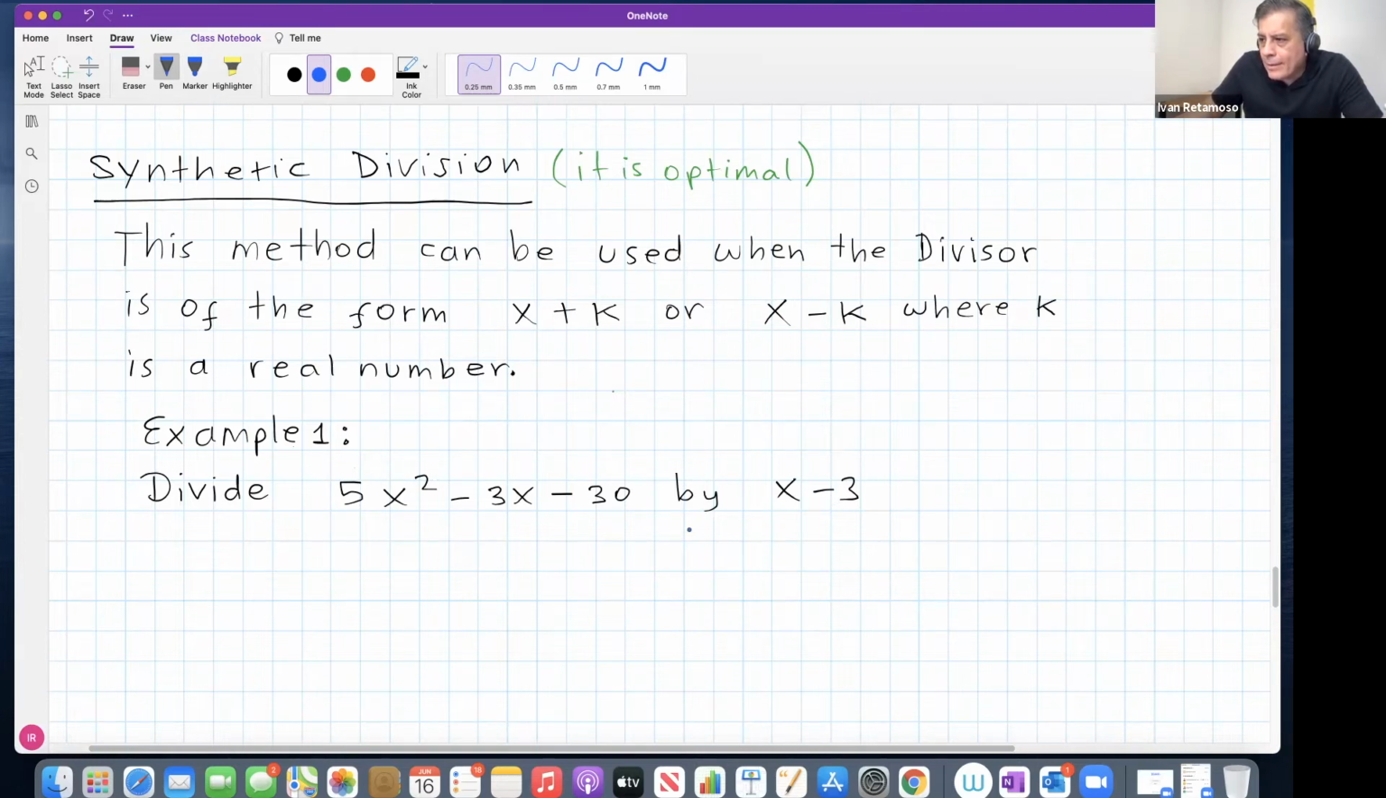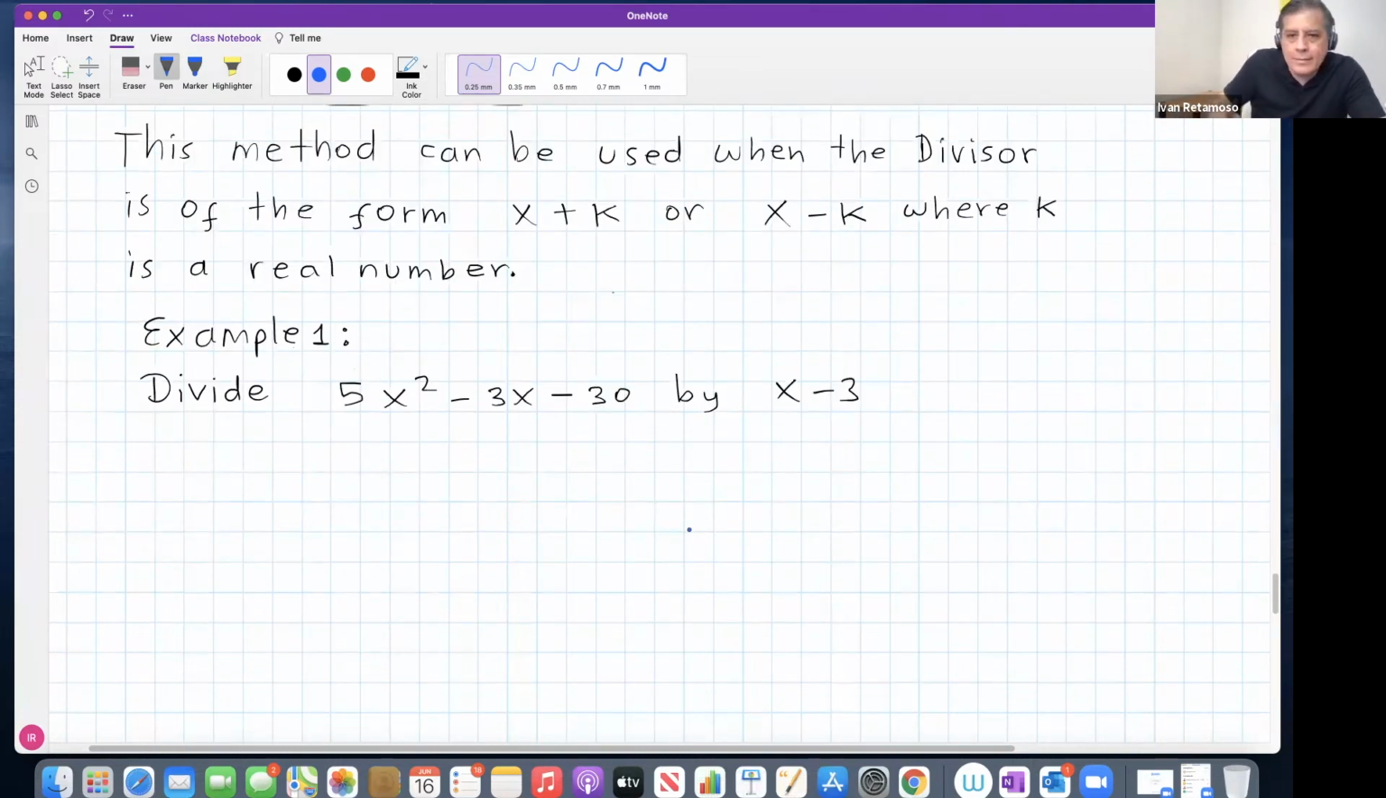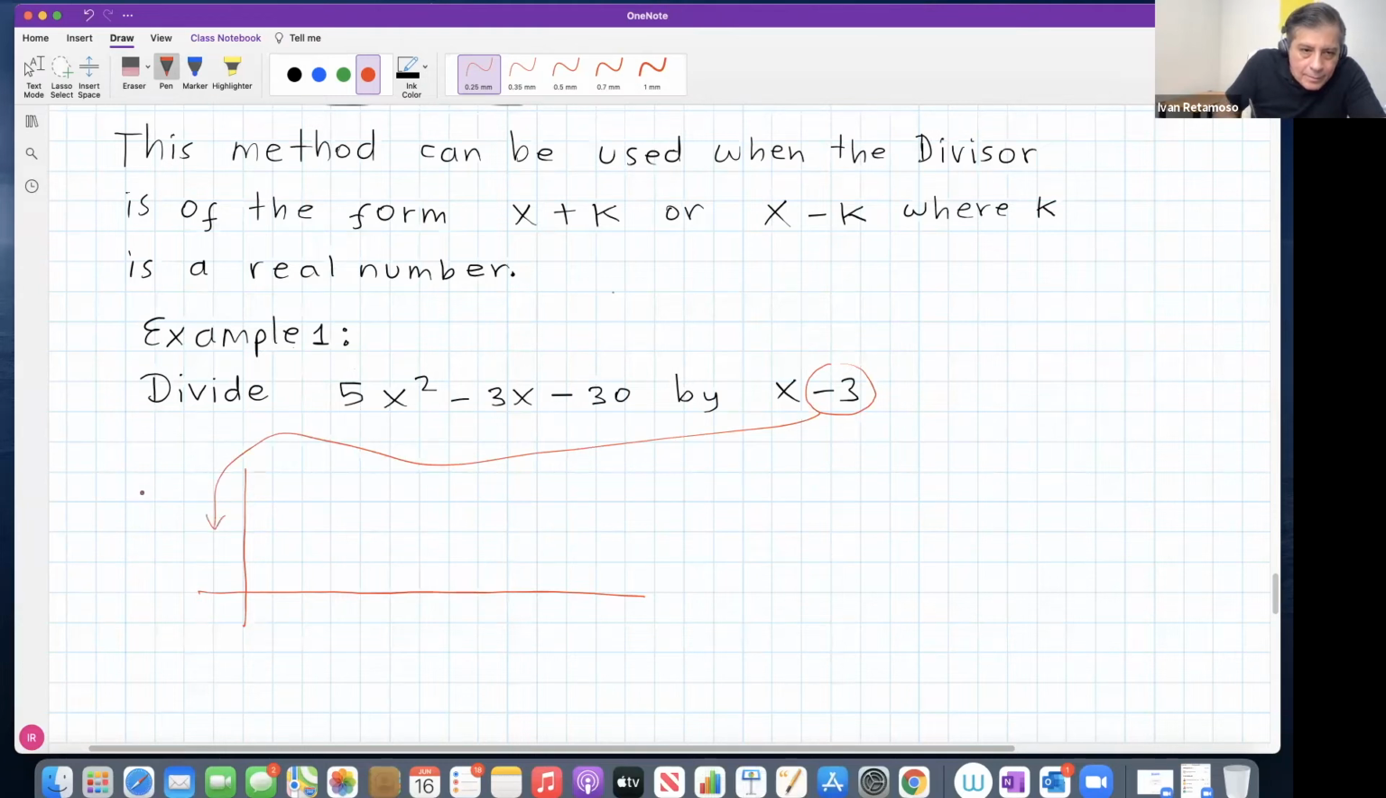So the example here says divide these two guys, right? So first step, you're gonna draw a vertical line followed by a horizontal line this way, okay? And step 2, on this corner, you're gonna write the opposite of this guy. What is the opposite of -3? Well, that is +3, right? +3. So that's what you write there.